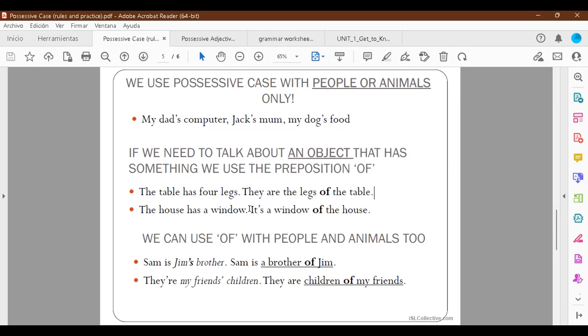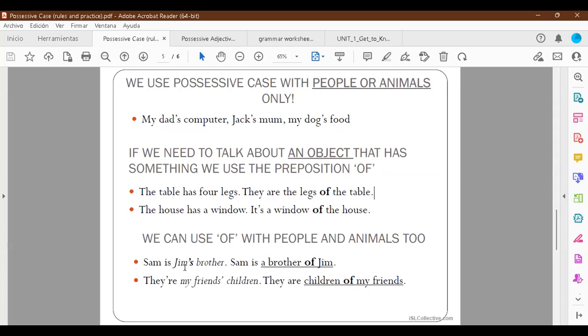The house has a window. It's a window of the house. Es una ventana de la casa. And we can use of with people and animals too. Look at this. También podemos utilizar of con personas y animales, which is not really common. Pero es más común utilizar el possessive case con el apostrophe S. Sam and Jim's brother. Okay. ¿El hermano de quién?